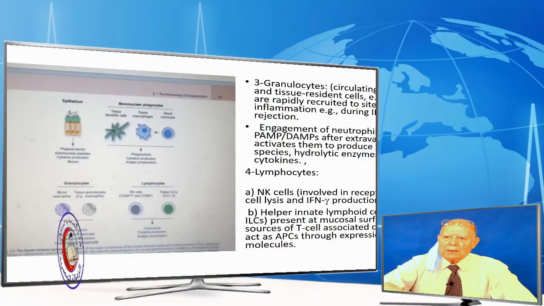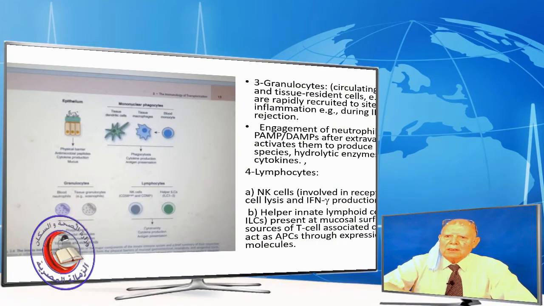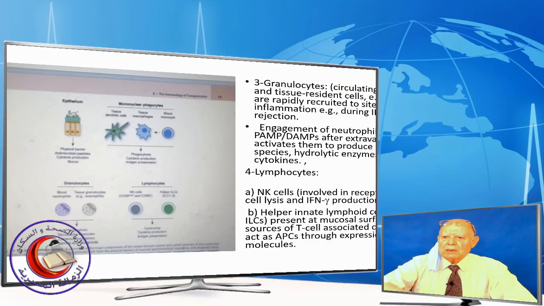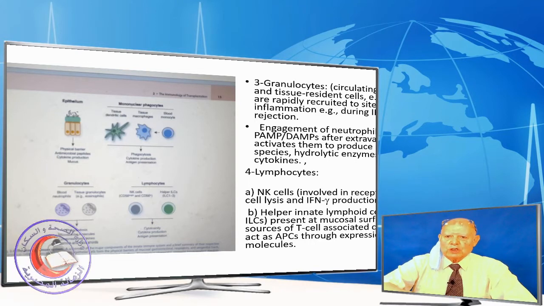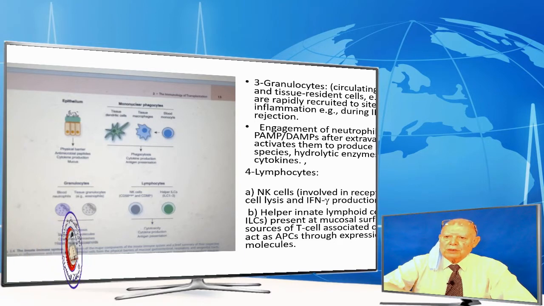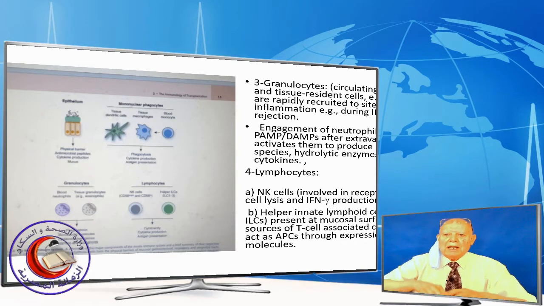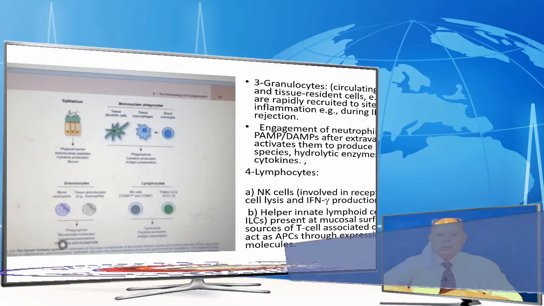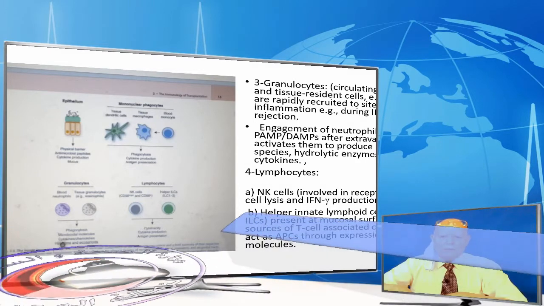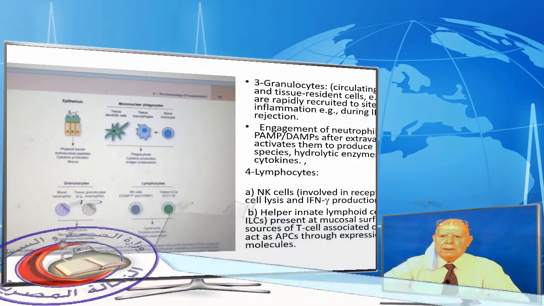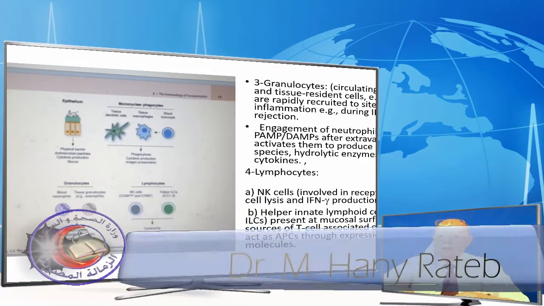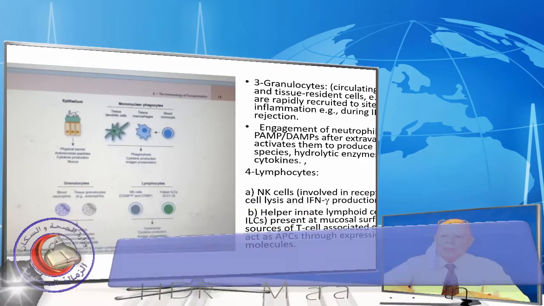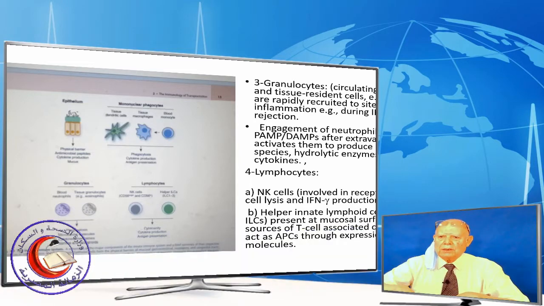We mentioned the granulocytes, circulating neutrophils, and tissue residents. They are rapidly recruited to sites of inflammation, for example, during an ischemia reperfusion injury and rejection. Engagement of neutrophil pathogen recognition receptors by pathogen or danger-associated molecular patterns, after they have exited, or extravasated, through the endothelium of the capillary.